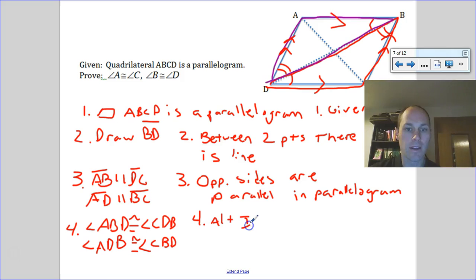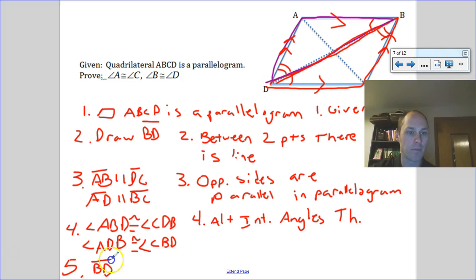Okay, next, I've proven two angles congruent in a triangle. I just need to prove a side now. And where can I find a side? Well, they both share a side, BD, that diagonal that we drew in. So I can say that BD is congruent to BD, because the triangles share the same side. And that would be the reflexive property.